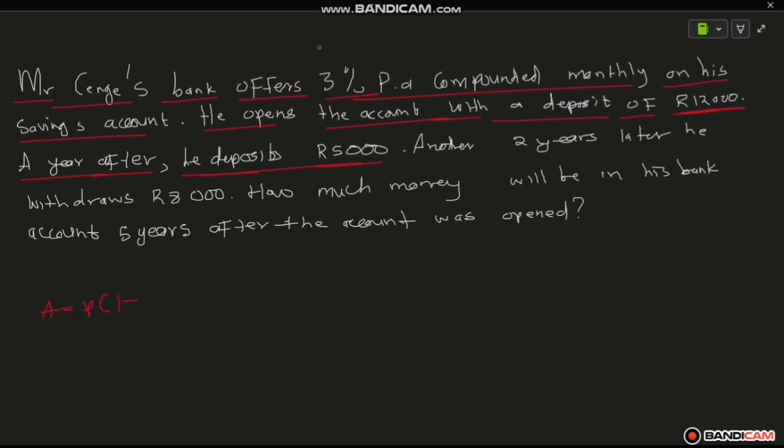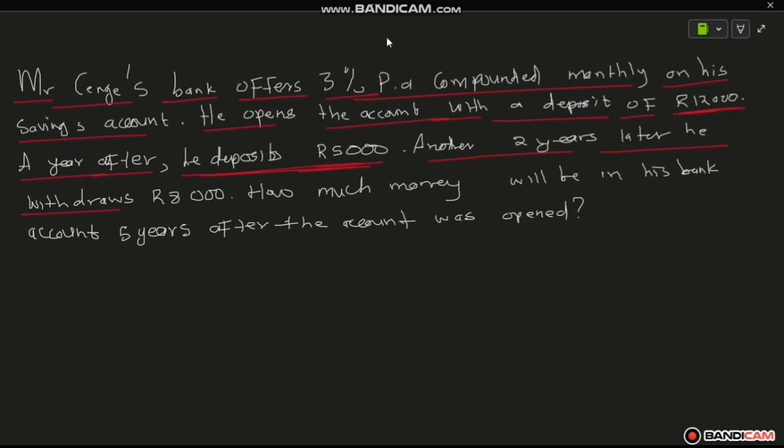So let me show you this. This is the first deposit. Then we add the 5,000, right? Multiply by that factor. Then after that, he withdraws 8,000. That's why we subtract. I hope it makes sense as I was explaining those different 4 formulas.